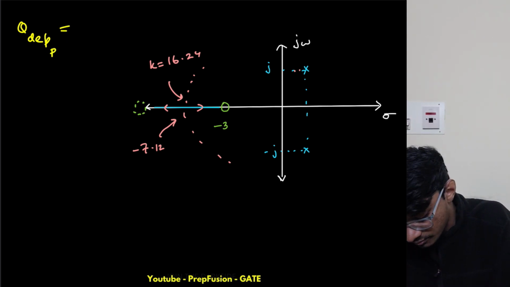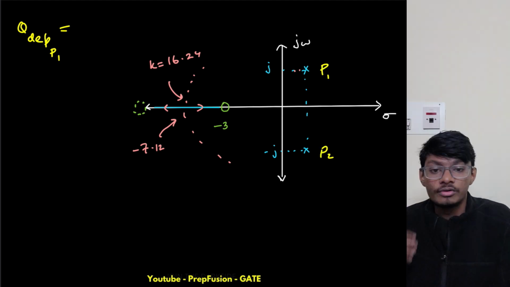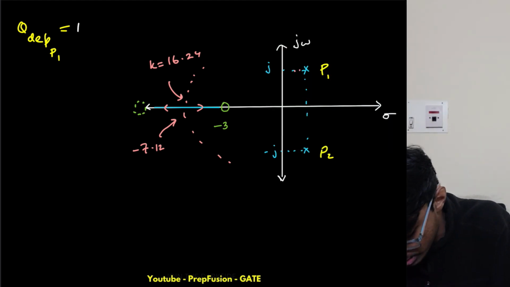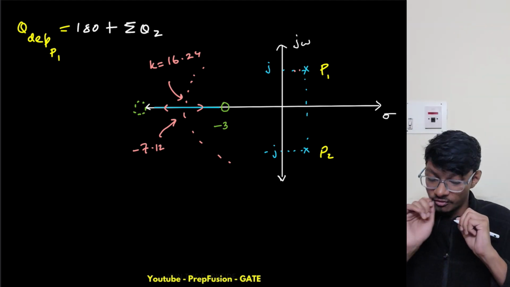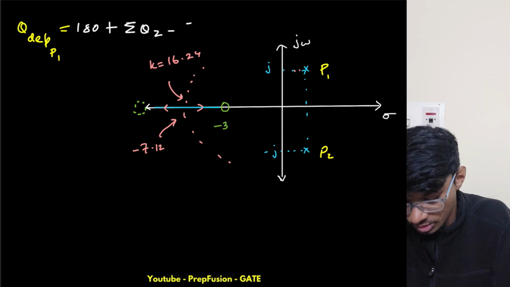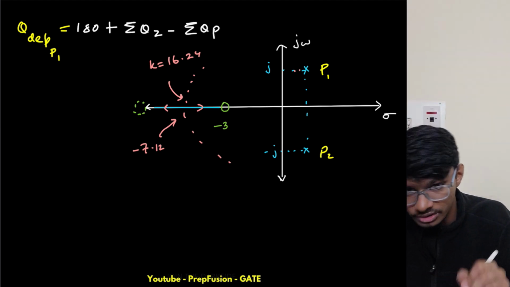So angle of departure for P1, right? Let's name this as P1 and let's name this as P2. How do we find that? So what was the formula? Let's try to memorize the formula. It is 180 minus theta, it will be plus because I am finding a pole, so for the zero it will be plus and for the poles it will be minus. So that's how you remember, right? Pole will be minus, all the other poles, right?